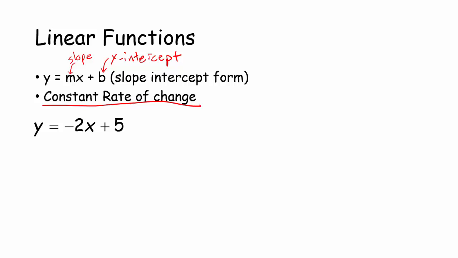Now recall, linear functions have a constant rate of change. Now what does that mean? Yes, it means that the slope is a constant number. So in my example, y equals negative 2x plus 5, the rate of change is negative 2. The slope is negative 2. But what exactly does that mean?